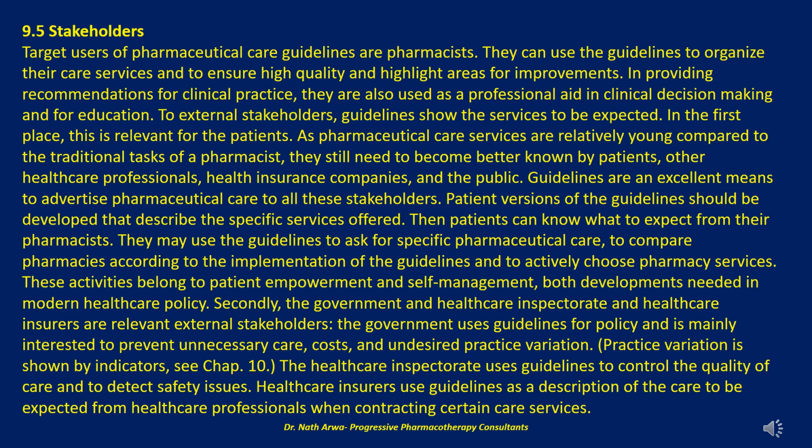Secondly, the government, healthcare inspectorate, and healthcare insurers are relevant external stakeholders. The government uses guidelines for policy and is mainly interested to prevent unnecessary care, costs, and undesired practice variation. Practice variation is shown by indicators, see Chapter 10. The Healthcare Inspectorate uses guidelines to control the quality of care and to detect safety issues. Healthcare insurers use guidelines as a description of the care to be expected from healthcare professionals when contracting certain care services.